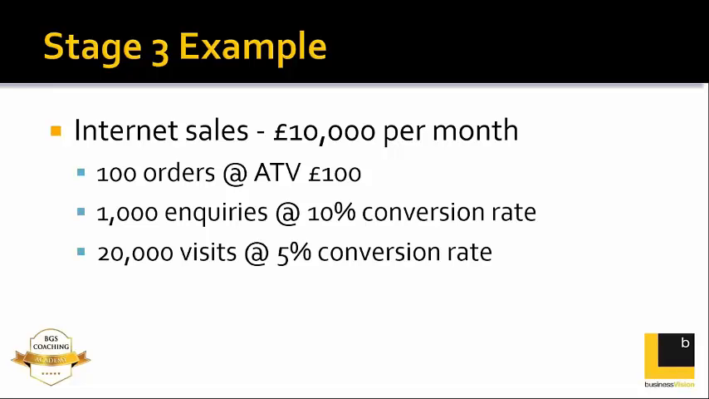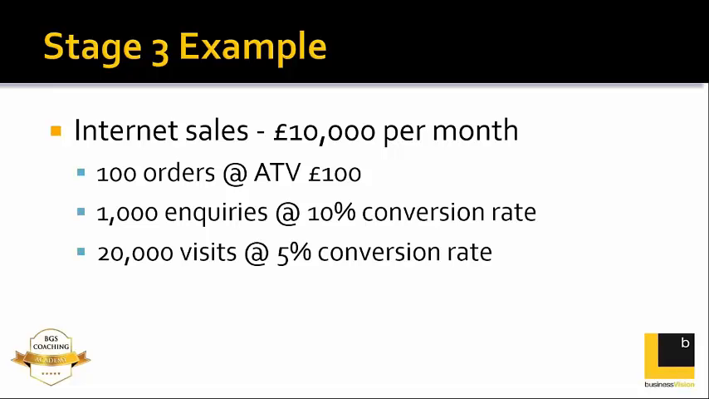There's other areas going on as well, but there will be a team member or several team members assigned to internet sales. Maybe they haven't been as much as they could have been in the past. So the plan says that we basically need 100 orders at an ATV, which means average transaction value of £100. So to get 10,000 per month, the business plan says we need 100 sales of £100 average value each time. That gets us 10,000. But we drill down even further.